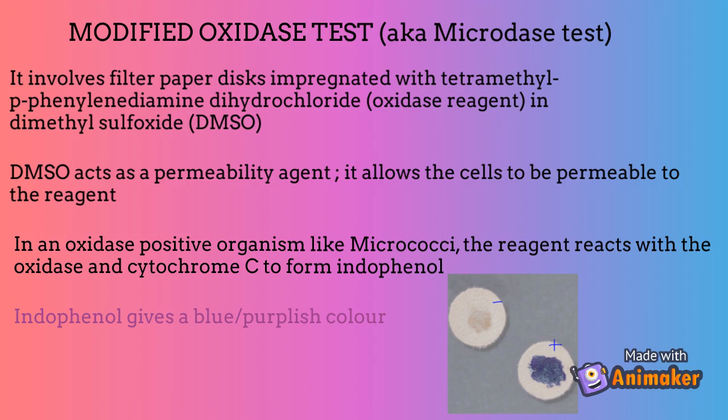Now, indophenol gives a bluish purplish color. As you can see from the picture, the one on the left is oxidase negative and the one on the right is oxidase positive, as you can see from the bluish purplish color. So an organism like Micrococci will give a purplish color, while Staphylococci, which is oxidase negative, wouldn't give a color change or wouldn't have that purplish bluish color.